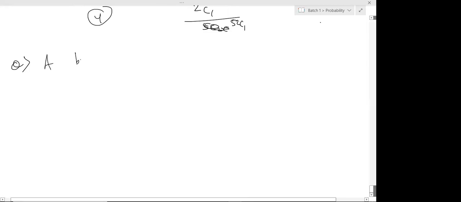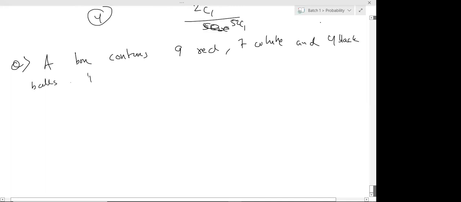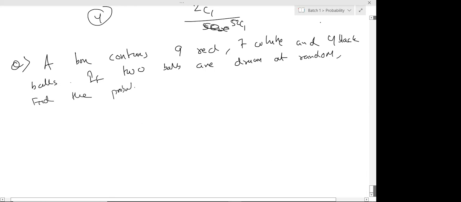A box contains 9 red, 7 white, and 4 black balls. If 2 balls are drawn at random, find the probability that both the balls are red.